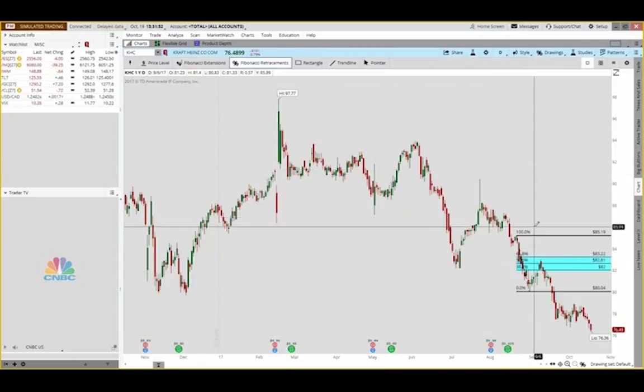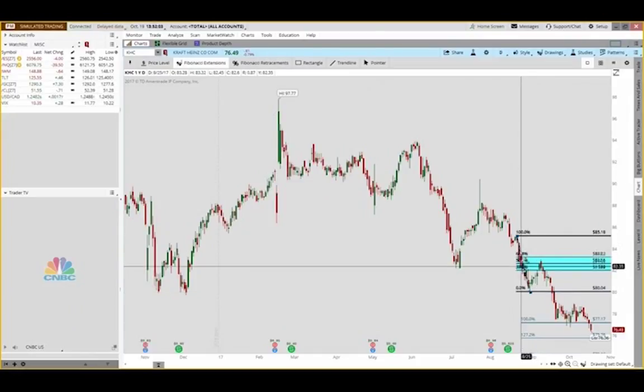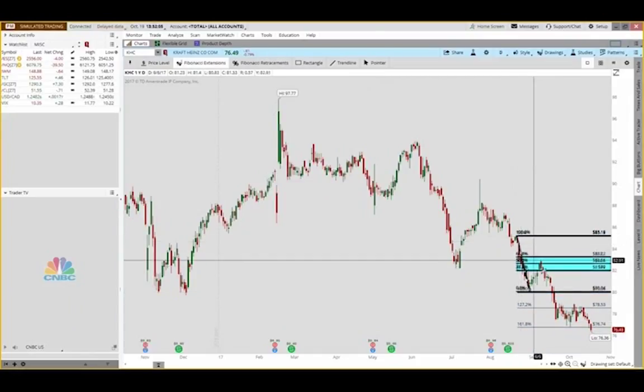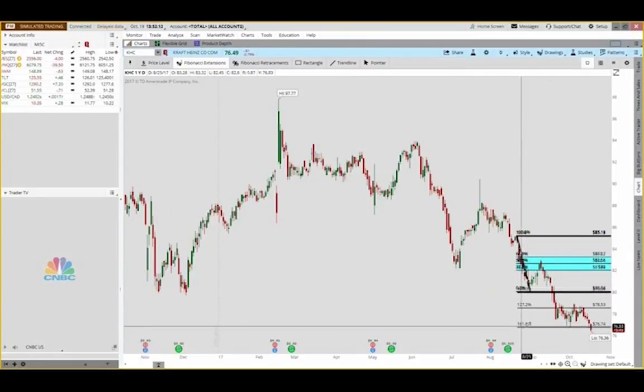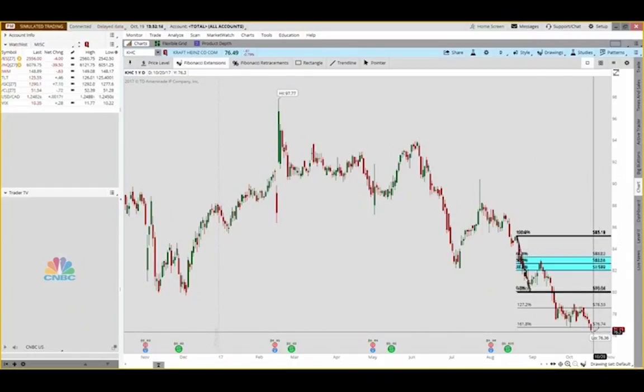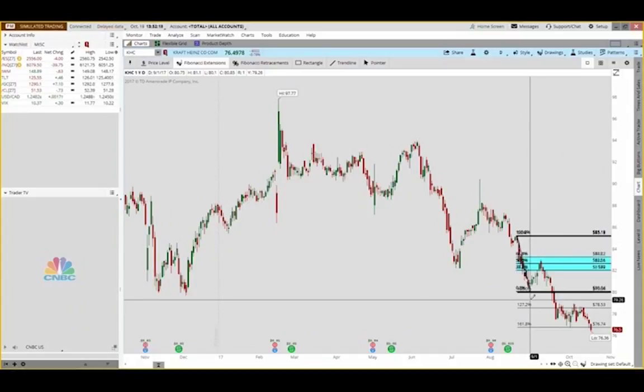We take our Fibonacci extension tool. We use the same high and low. Oops, let me try that again. Here. And now we have our downside targets. First is that 100%. Next is the 127.2, and next is the 161.8. Okay, and you take your profits that way.